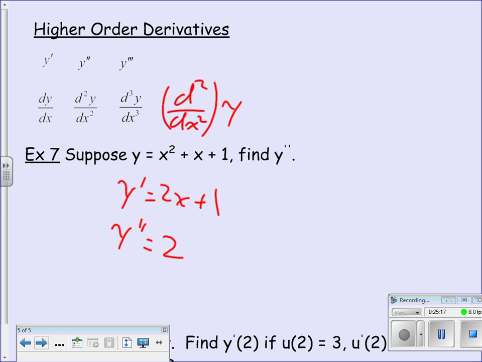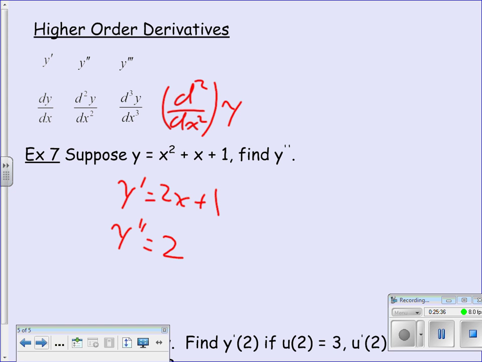What is the third derivative? 0. What's the fourth derivative? What's the fifth derivative? What is the 100th derivative? 0. With polynomials, eventually they will disappear. They will disappear with one more derivative than the highest power.